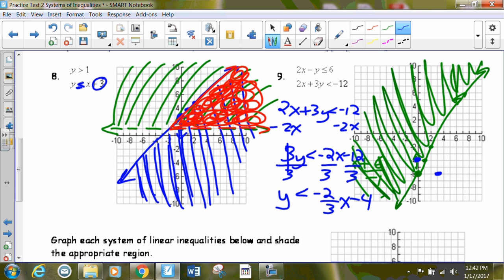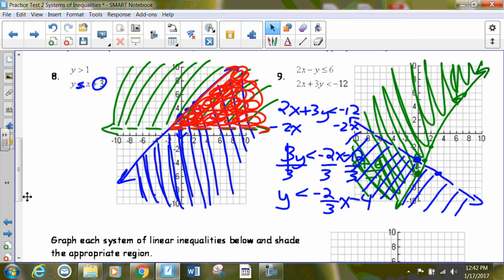I have to use a dashed line because I don't have a solid line underneath my less than. So I'm going to dash it. And then I see that y is less than, so I put my pencil on my y-intercept, and I say less than means down. I could shade all of this, right? But we can see that it doesn't start overlapping until we start overlapping with the green.